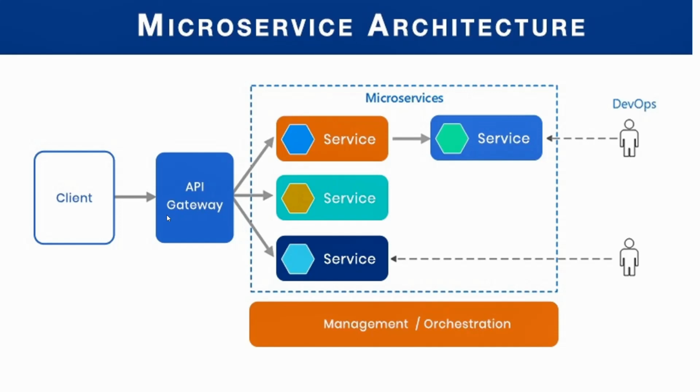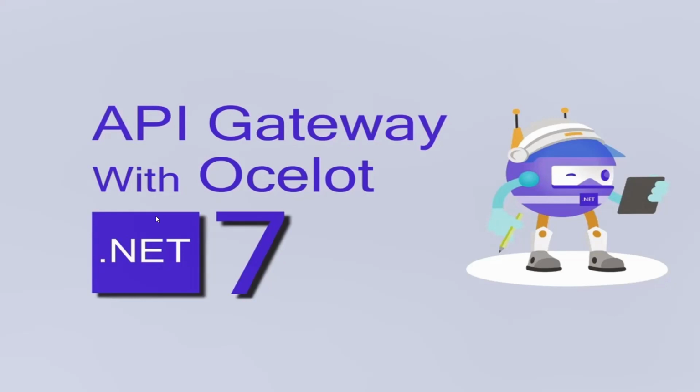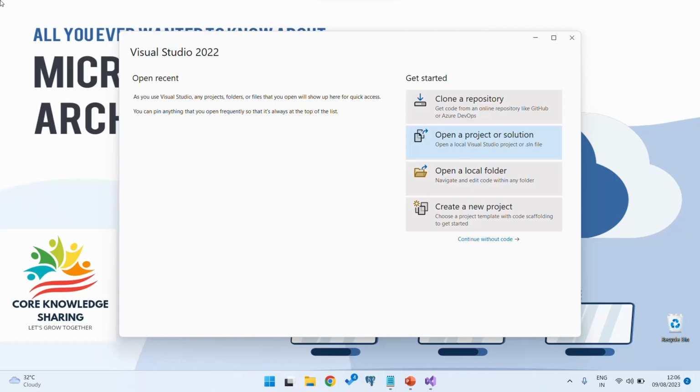So moving forward, let's switch to Visual Studio and create our first microservices. First we will create multiple microservices, and then we will integrate the Ocelot gateway so that we can see how we can prevent our APIs from being directly exposed to the end users. So let's switch to Visual Studio now. I'm using Visual Studio 2022 Community version for this tutorial.